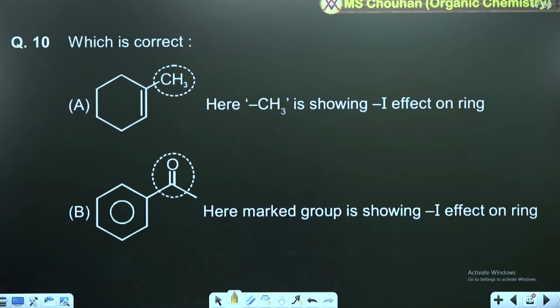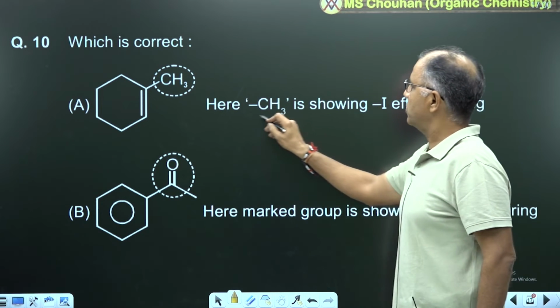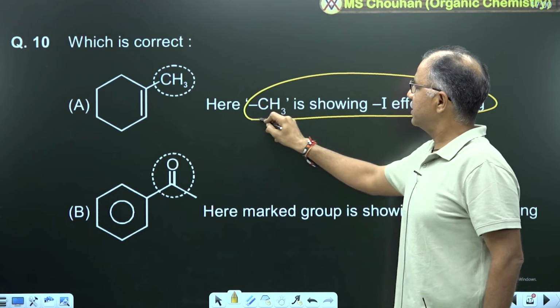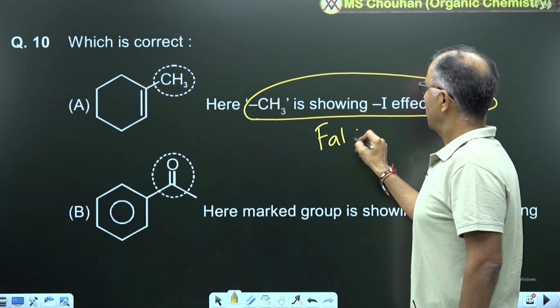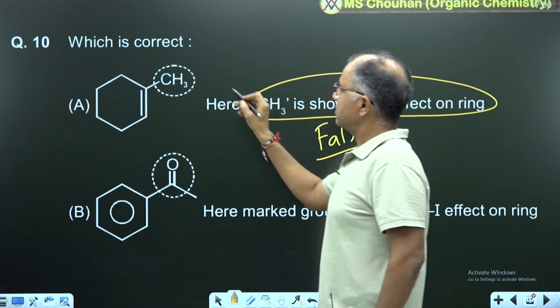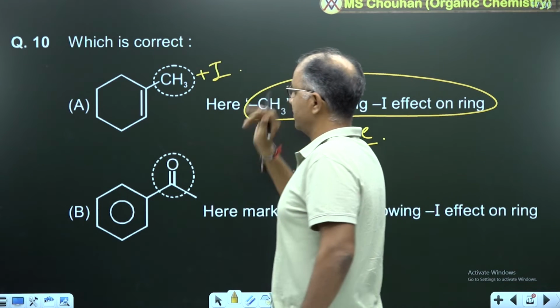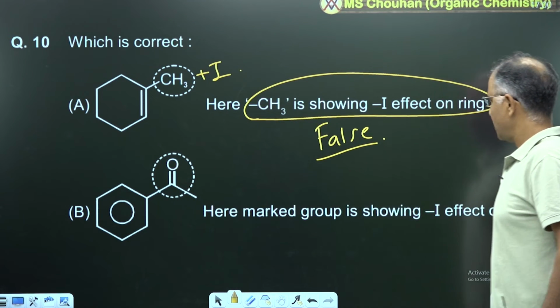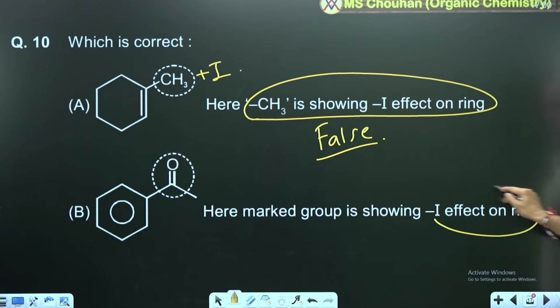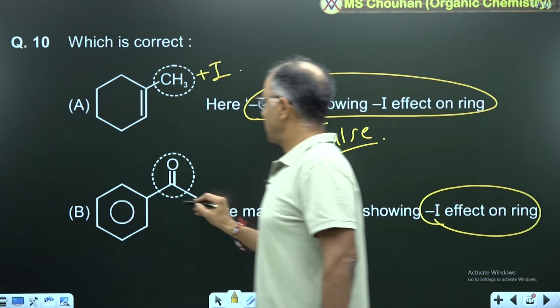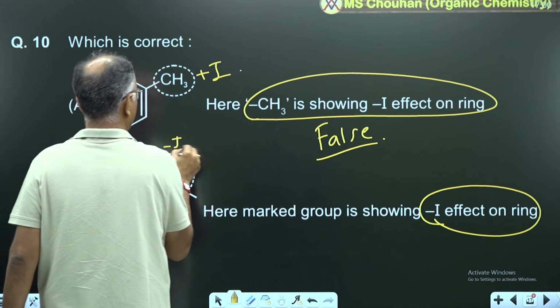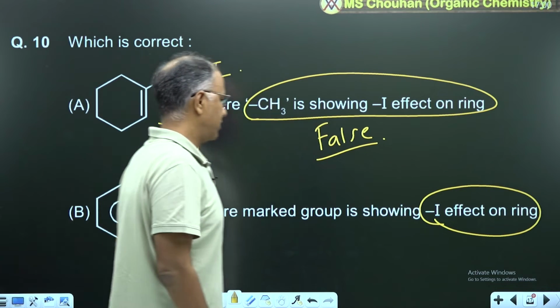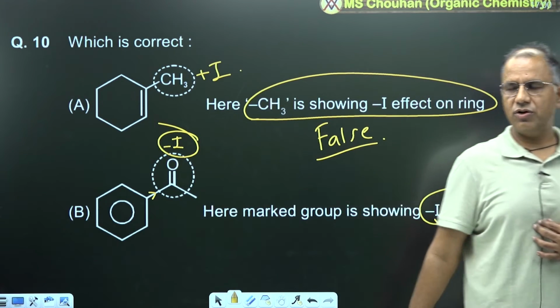Now try this example. CH3 showing minus I effect. Is this true or false? In this example, CH3 showing minus I effect is false because it shows plus I effect. In B, the carbonyl group shows minus I effect, meaning C double bond O shows strong minus I.